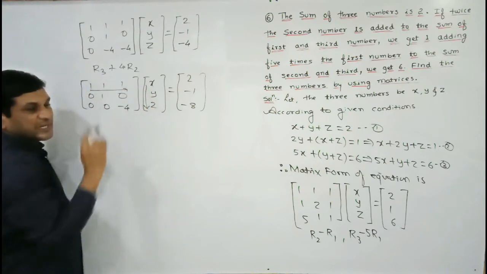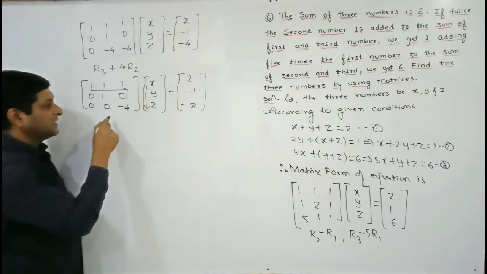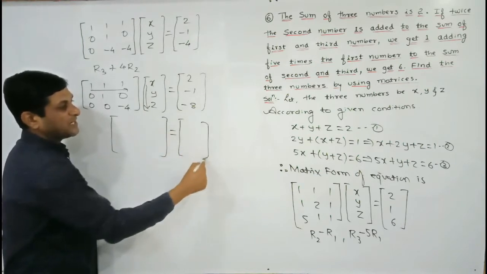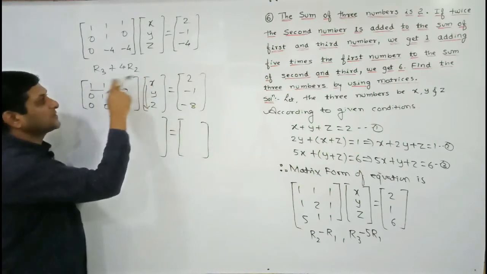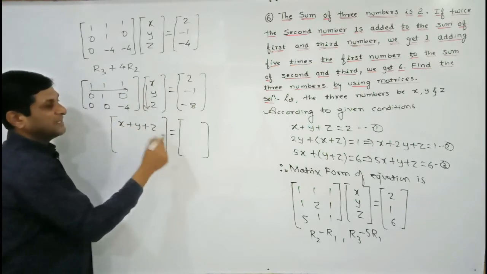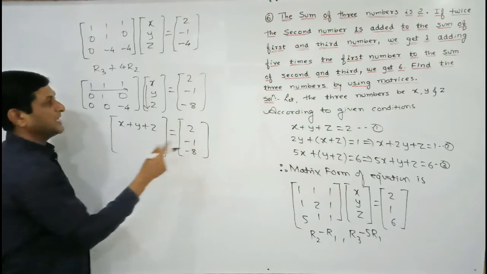So take the multiplication. Next step is to take what? Multiplication. Once this matrix becomes an upper triangular matrix, we know that whenever we are taking multiplication of two matrices, we are multiplying row by column. So x plus y plus z. So here we'll get x plus y plus z. On this side 2, minus 1, minus 8, keep it as it is.